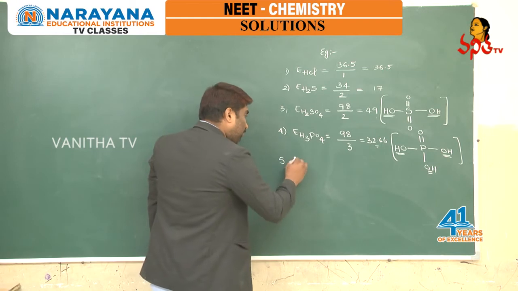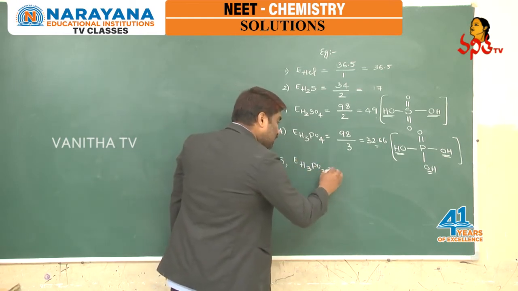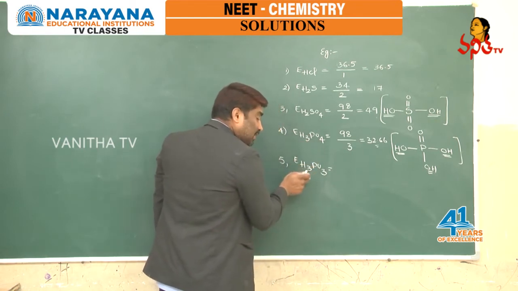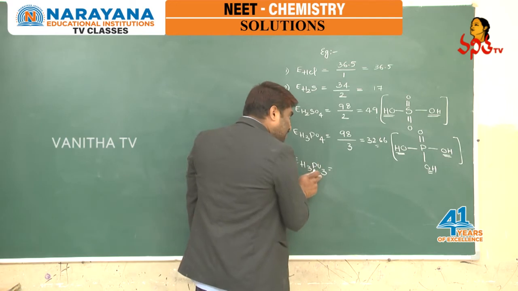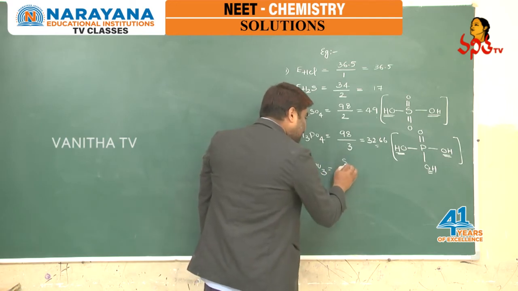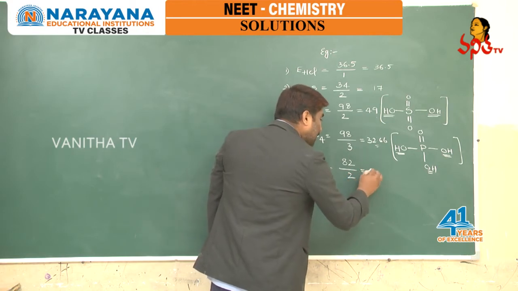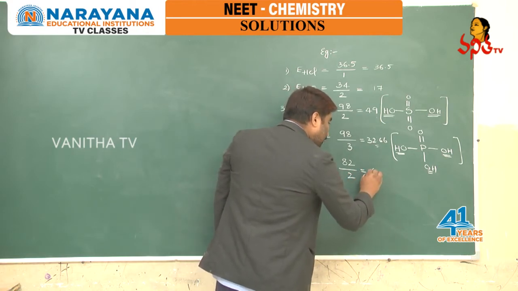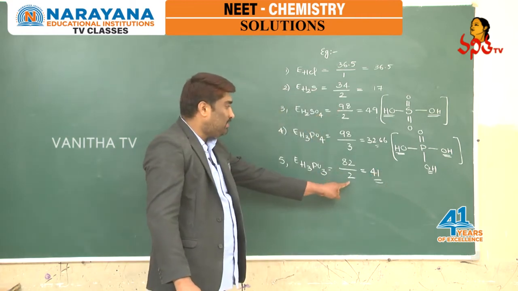Coming to the fifth one, the equivalent weight of H3PO3. The previous one was phosphoric acid; this is phosphorous acid. Here the difference is that one oxygen is less, that means 16 less. That becomes 82 by basicity, which is 2 only. That means 82 by 2, which is 41. How can you tell that here 3 hydrogens are there but basicity is 2?